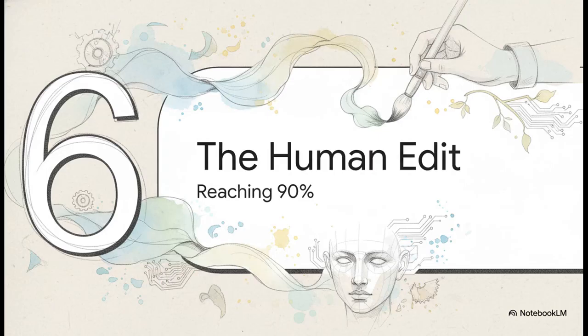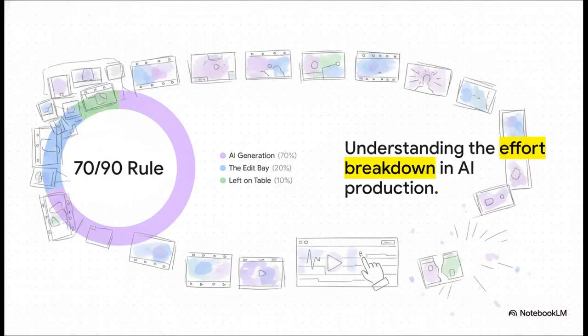And that brings us to our final section, Section 6, the human edit, reaching 90%. This right here is the final and honestly the absolute most important stage of the entire workflow. This is where the machine stops and your true craft as an artist actually takes over. And this brilliantly illustrates the reality of the medium right now, the 70-90 rule.